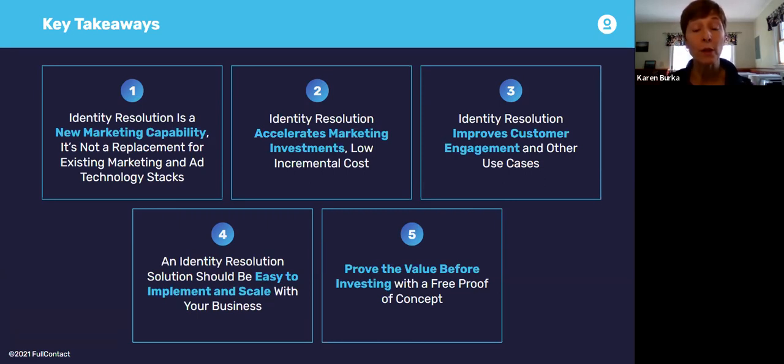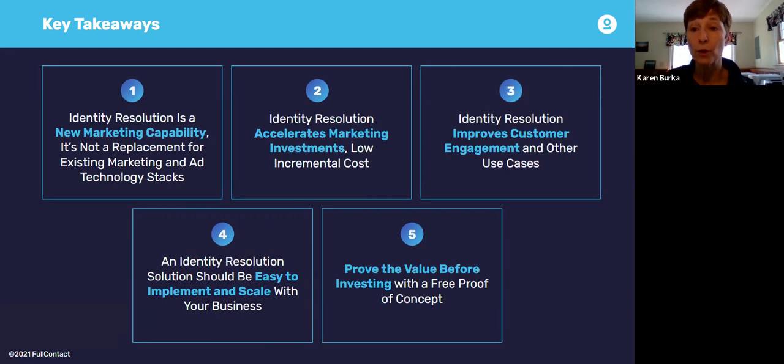2, identity resolution accelerates marketing investments, with low incremental costs to get started. And as I showed you earlier, you get a lot of bang for the buck. It's an investment in technology that doesn't take a lot to get started, but can pay dividends, as Kurt has been going through some of these use cases. You can see the proof is in the pudding.